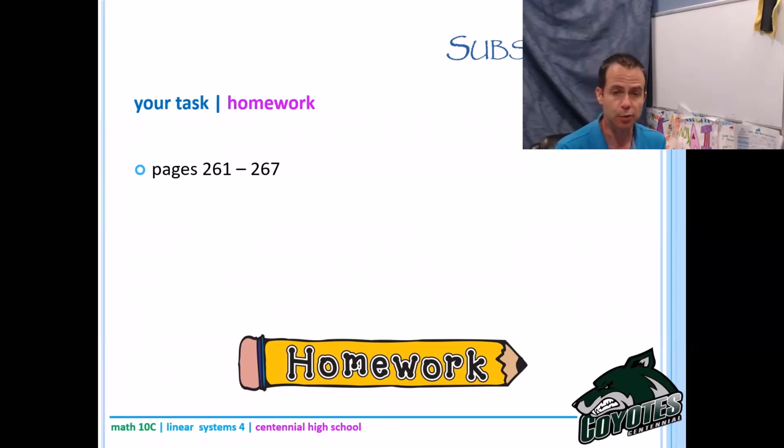There will be a question where it says solve by graphing, there will be a question that says solve by substitution, and there will be a question that says solve by elimination, and you won't get value for any of it if you don't use the process you were asked for. Okay, so that's something to keep in mind.